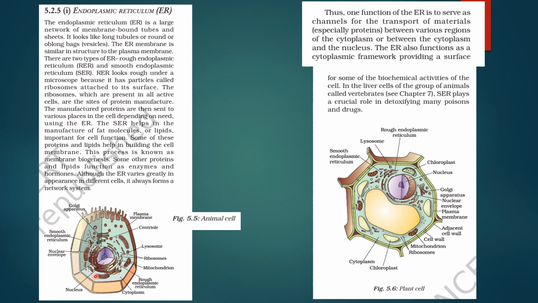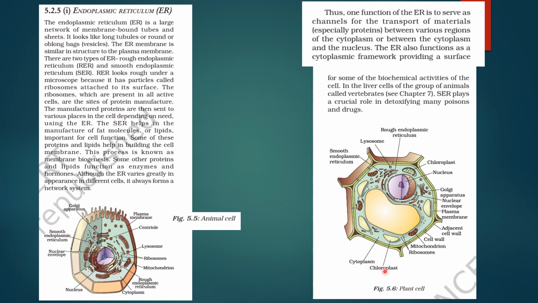तो हम देख सकते हैं, this is the nucleus, ये cytoplasm है, rough endoplasmic reticulum, mitochondria, ribosomes, lysosomes, centriole, plasma membrane, सब दिखाया है इसमें. Golgi apparatus, smooth endoplasmic reticulum, nuclear envelope, nucleus, everything is shown. Okay. Similarly, आप plant cell में देखो, this is the plant cell structure.